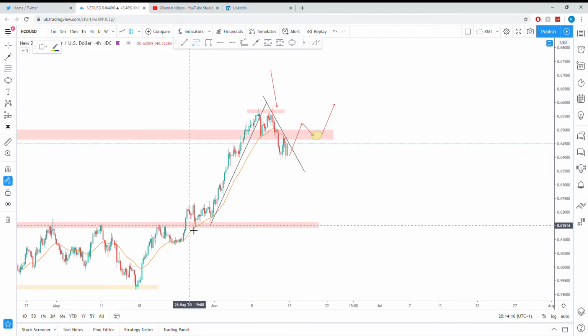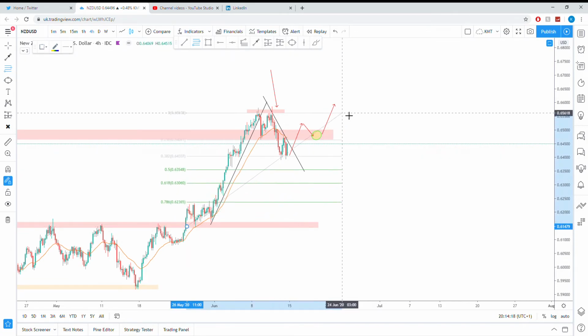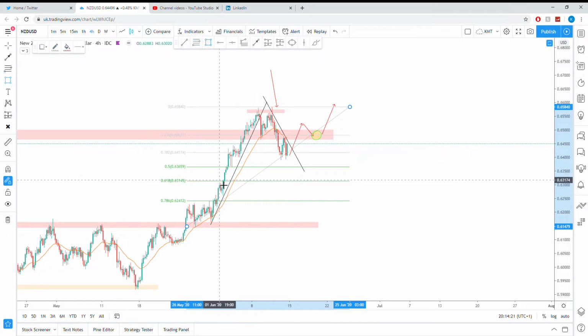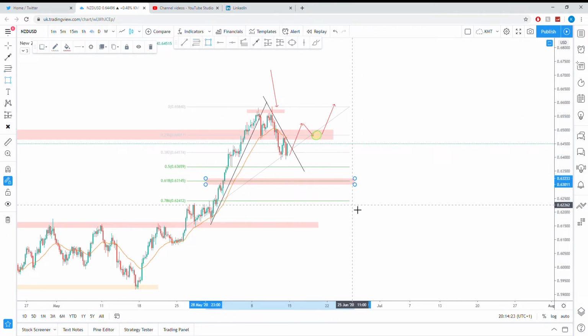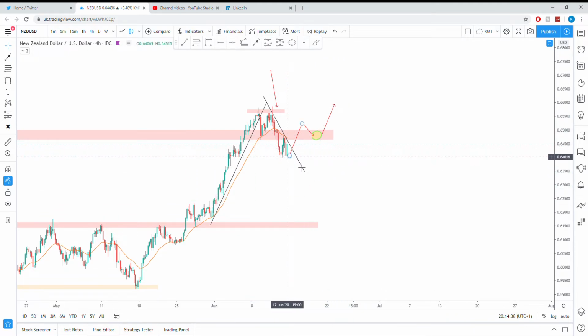If we were to take a fib and just draw our point-to-point level, we could expect price to come in between the 0.618 or the 0.78 level, if you want to draw that out. So that's roughly around 0.63 and just above 0.62. So that could be an area to potentially reverse on the pullback. So just keep that in mind. And that's really what I'm looking at for New Zealand dollar, US dollar. So not aggressive, we just need to stay a bit more patient and understand what cycle we're in.